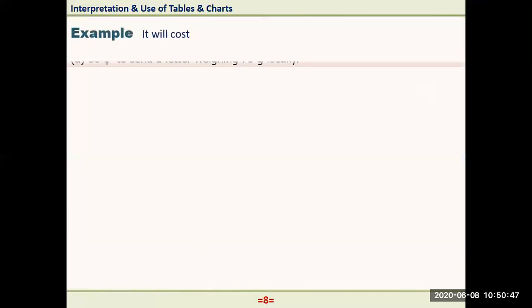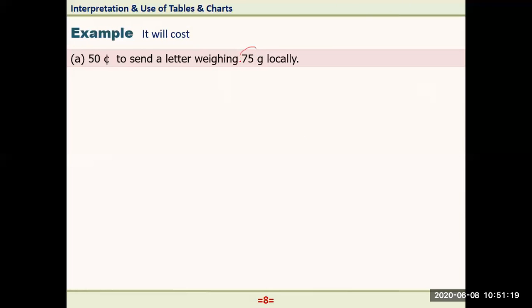And also here, the similar thing. Example. For example, to send a letter weighing 75 grams locally, right? And for locally, how much is it? If you look at the table, for the local fee for Singapore, up to 20 grams, it is 23 cents, right? And less than or equal to 40, it is 31, and less than or equal to 100, it is 50. So that means this 75 is between 40 and 100. This one is greater than 40 and less than 100, right?